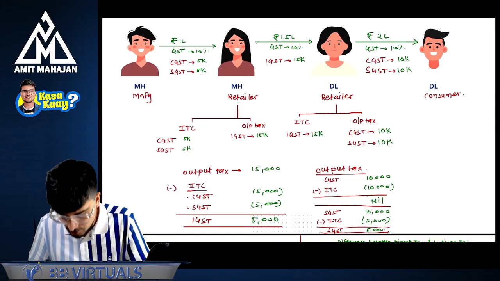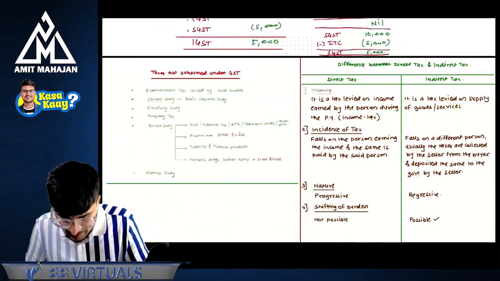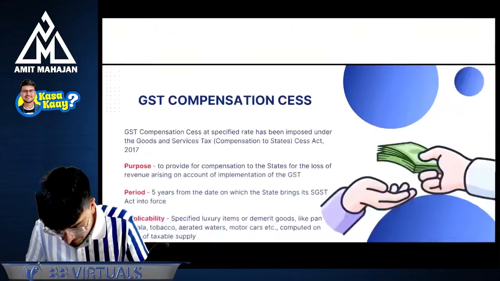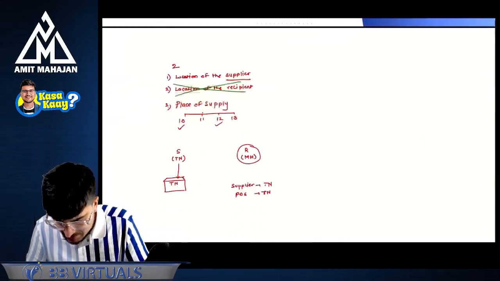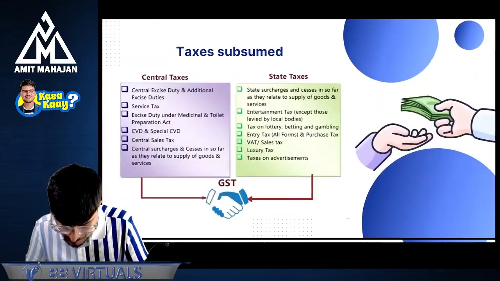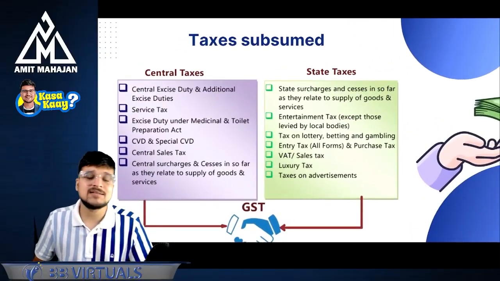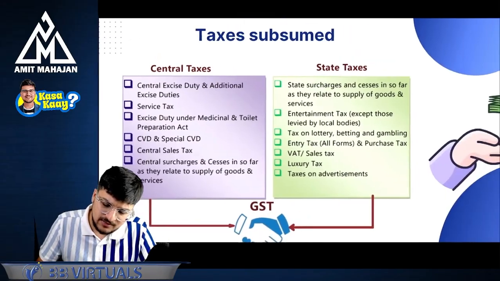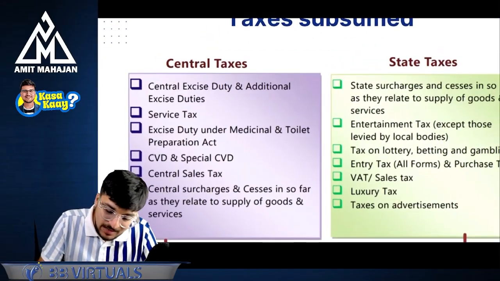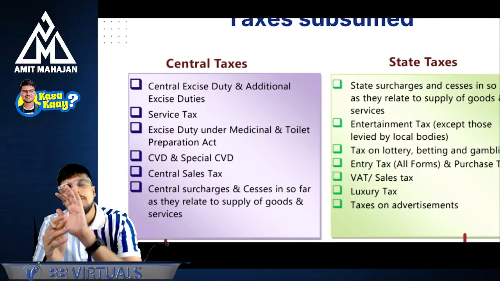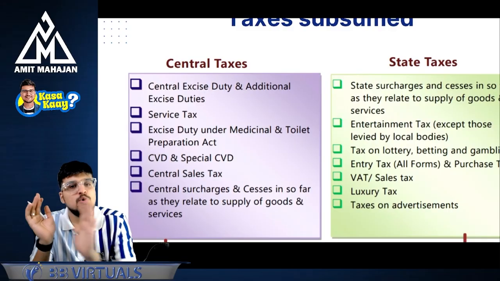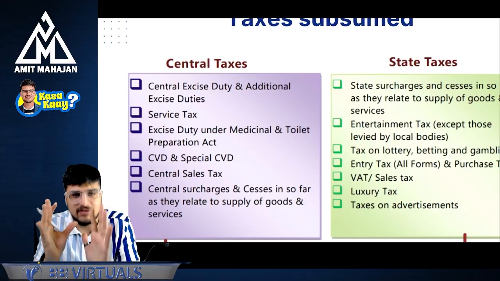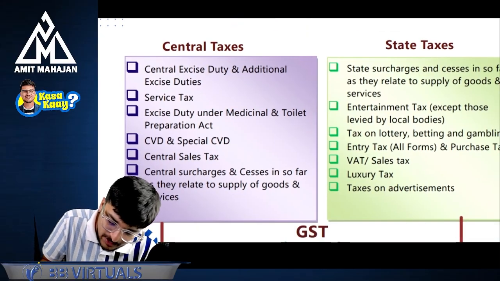Perfect. No problem. Now, let's discuss certain points which are a bit theoretical. Now, which are those points? Let's discuss. See, which are the taxes which are subsumed under GST? Now, if you see the taxes which are subsumed, remember 4 to 5 points. Central tax, 4 5 points. State tax, 1 2 points. Whatever it is. So let's see which are more familiar to us.